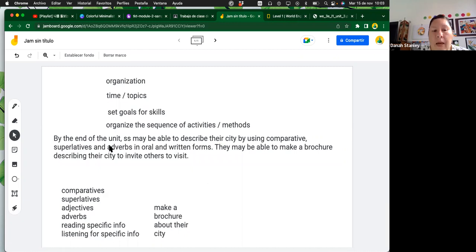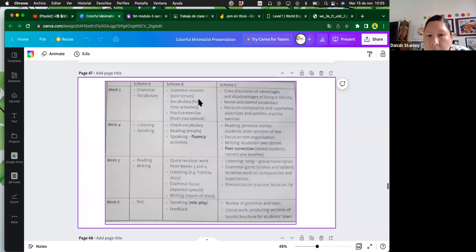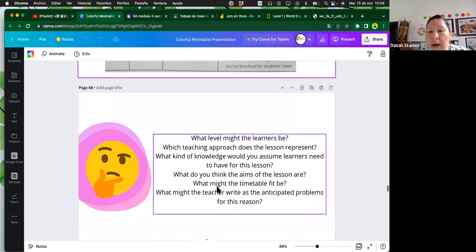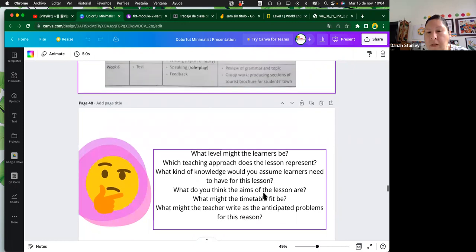This is my main aim. But I need to analyze all the activities they are doing. And if you realize, from the very beginning to the end, all the activities are directed to the description of this place. Now, the following question. What might the timetable fit be?